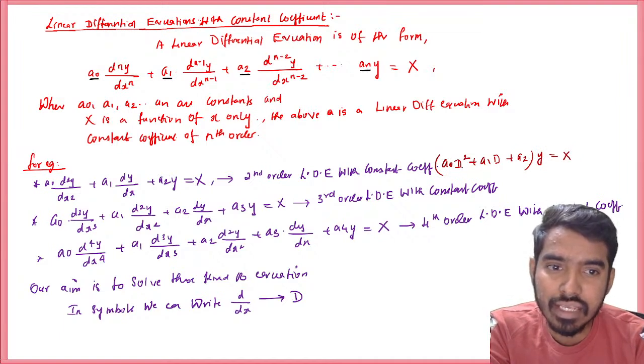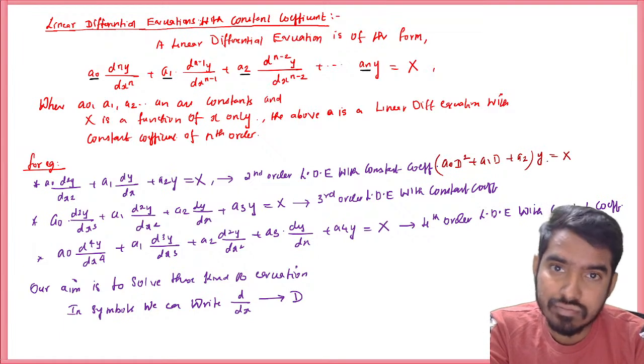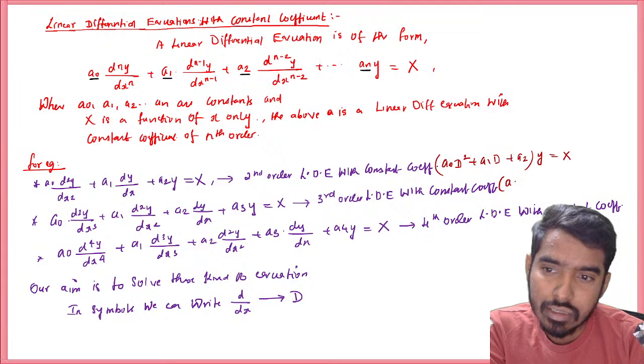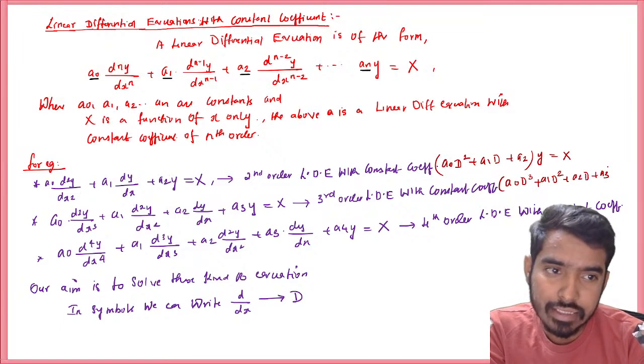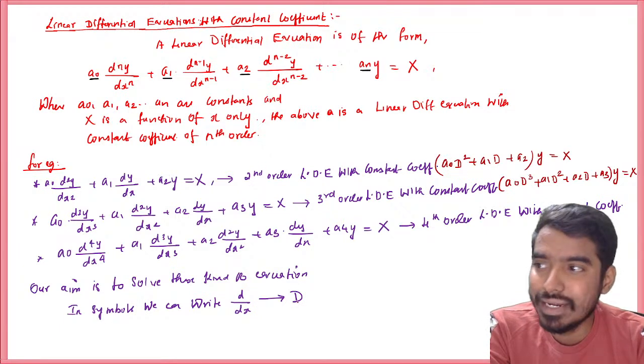This is the same because D square is d square by dx square. I'm taking y outside from all. Similarly, the third order one is the same as a0 D cube plus a1 D square plus a2 D plus a3, taking y outside, is equal to X. Both are the same, and symbolically we write d by dx as capital D.